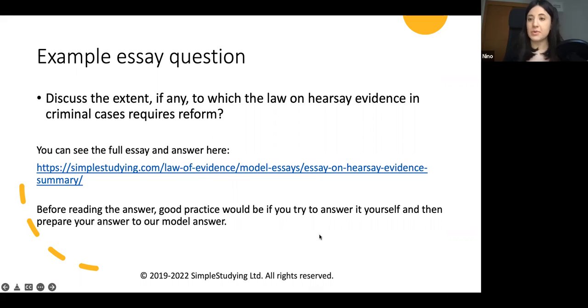Before reading the answer, it is recommended that you try to answer this question yourself. You need to first define what is hearsay evidence, and then provide arguments for both sides, and then you can compare your answer to our answer. That would be a good revision practice.